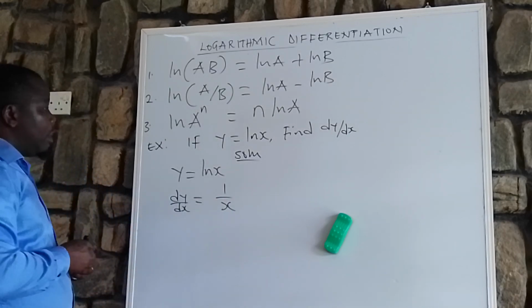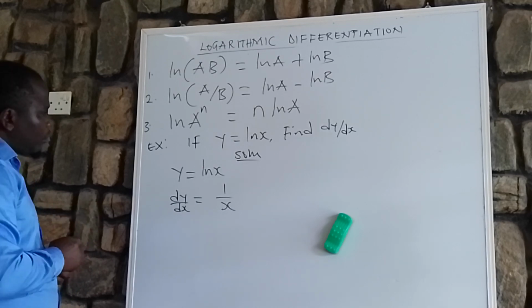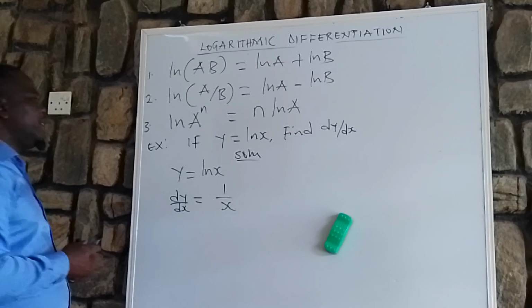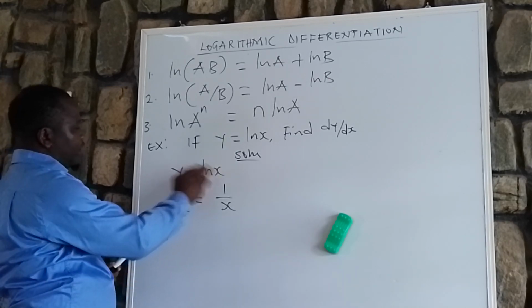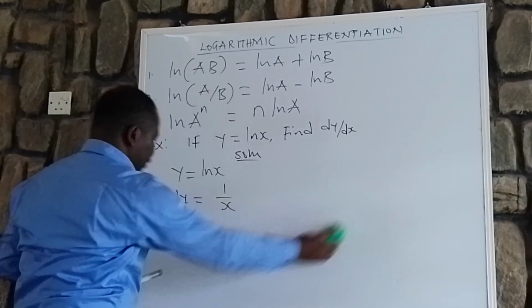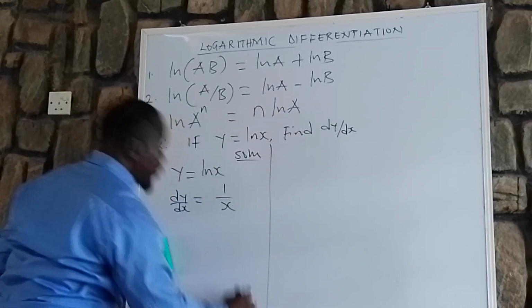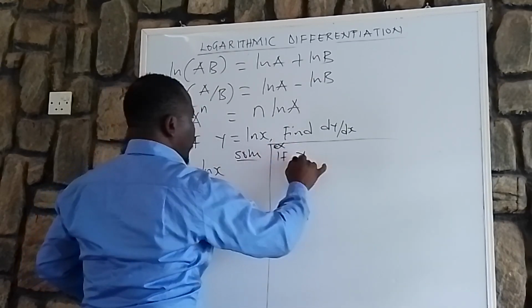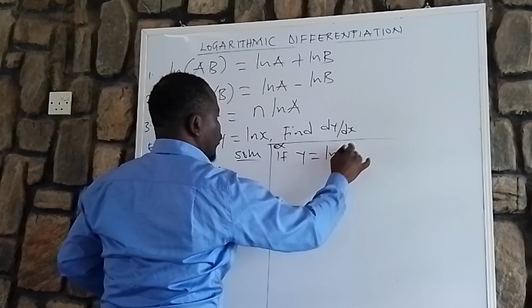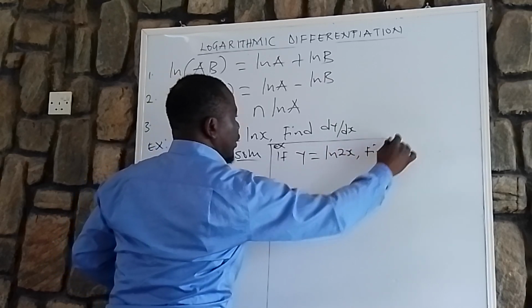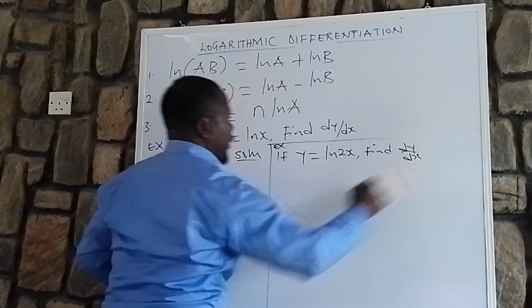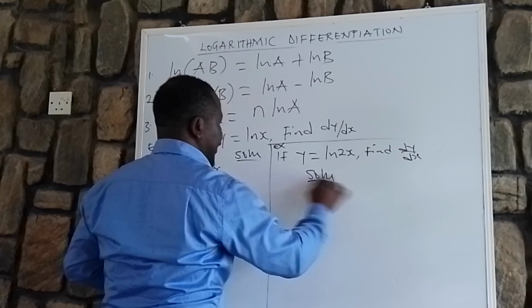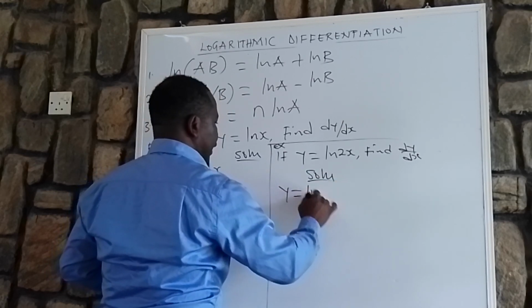Any question? Okay. Now, this is one example. Assuming we have a coefficient of x, let's look at one more example. If y is equals to ln 2x, then find dy all over dx. Okay. Let's write the solution. For us to obtain dy all over dx, ln 2x.